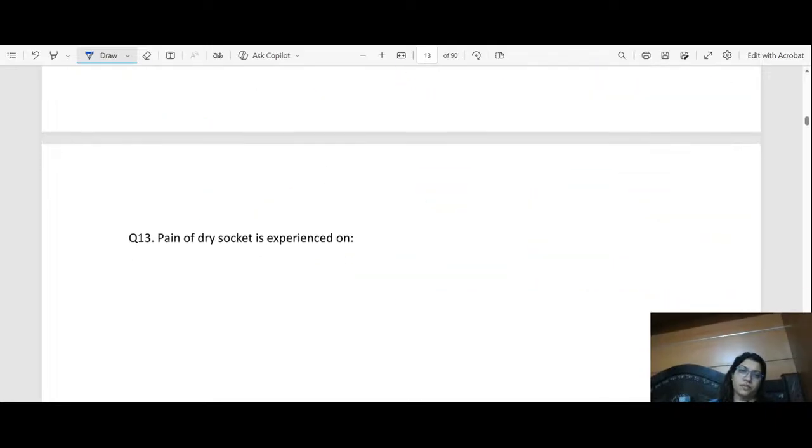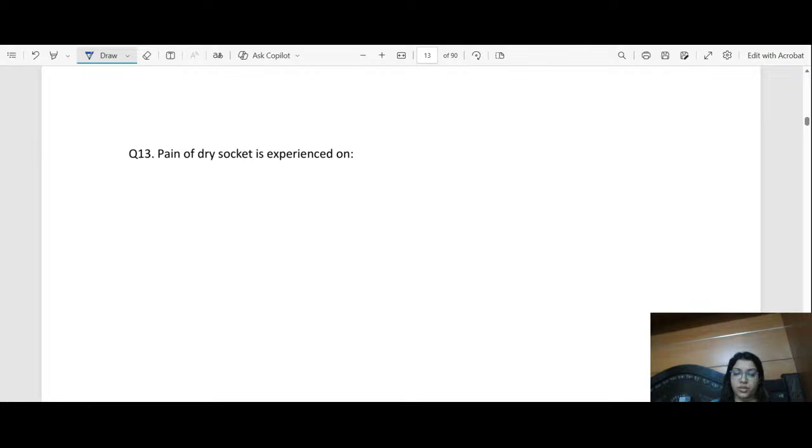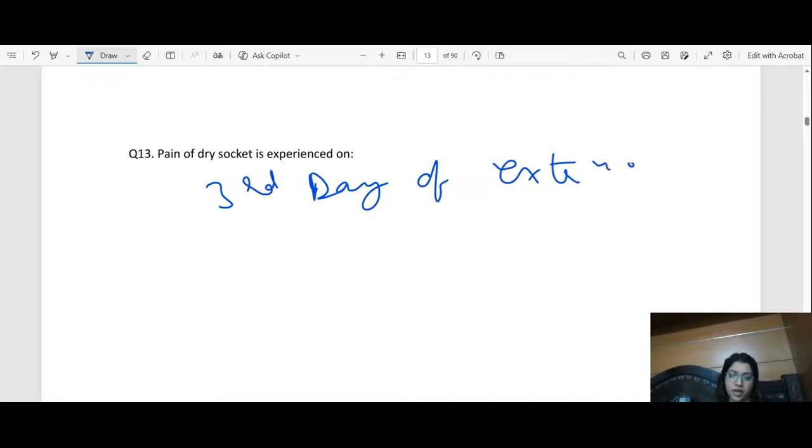Next question. The pain of the dry socket is experienced on first day after extraction, second day after extraction, third day after extraction, or after 7 days. So the correct option here, always remember, it is on the third day of extraction. Why third day? Because the blood clot that protects the extraction site can dislodge or dissolve around this time and exposes the sensitive bone and nerves, which causes severe pain.